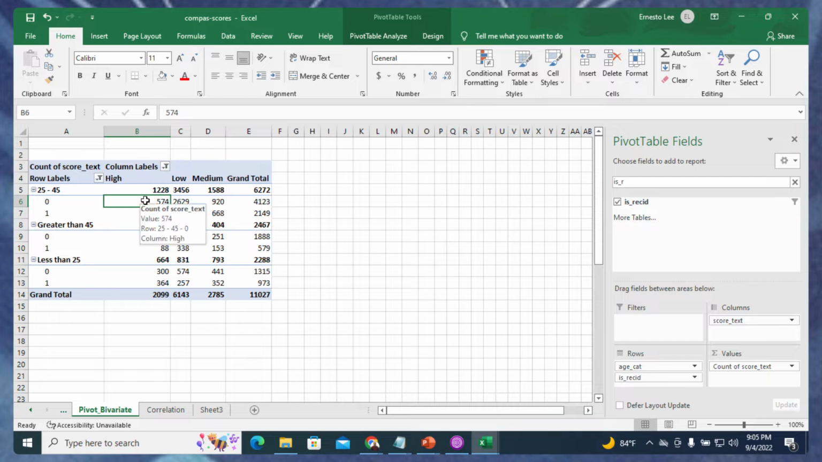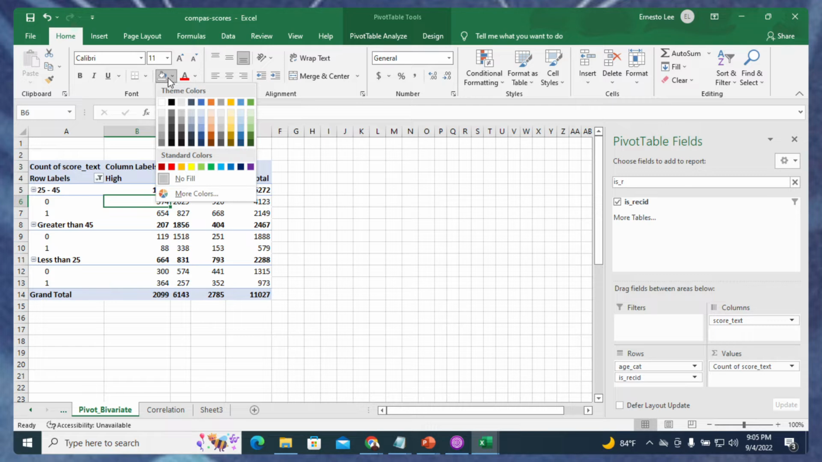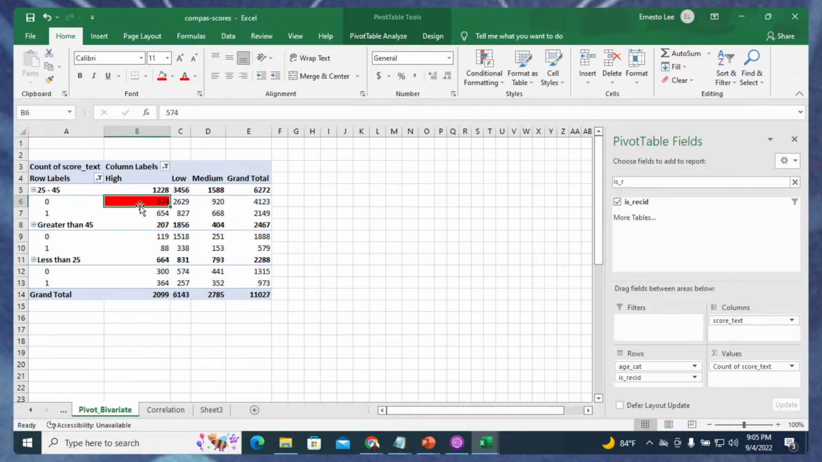574 people did not commit a crime when the algorithm predicted that they would. There is the mistake right there. I apologize about that. Same thing over here. 920 people, the algorithm predicted that they would, with a medium degree of certainty, commit a crime, and only 920 of them did. There's the insight. That's where it got it wrong. This is where it got it right. So let's put green where it got it right.